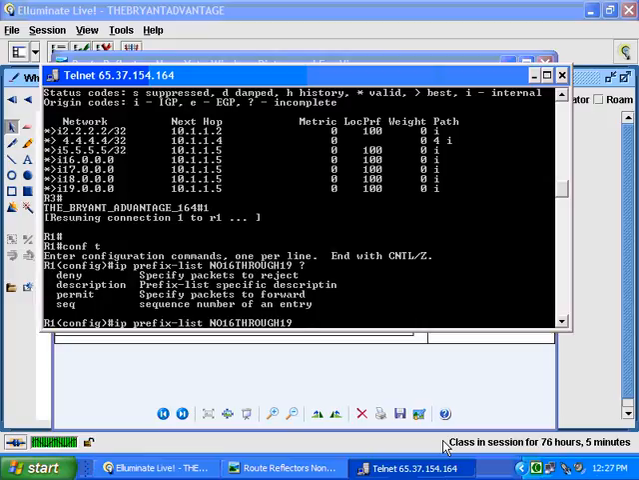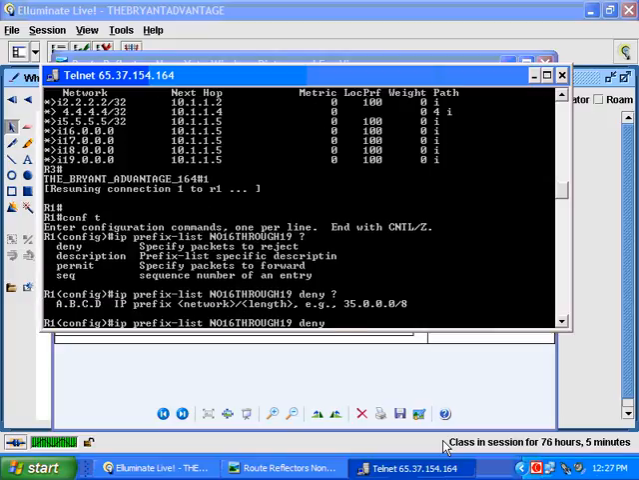But notice that there's a SEQ there for sequence number of an entry. And that allows us to go back into an existing prefix list and add a line at the end of the prefix list, in the middle, in the beginning. It's up to us. But we're going to leave the sequence number out of this prefix list so you can see what the default is. So the first thing we're going to do is put a deny in.